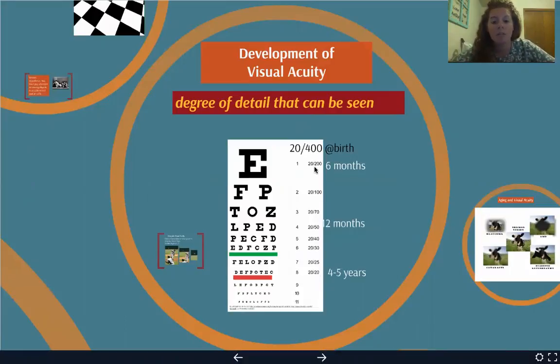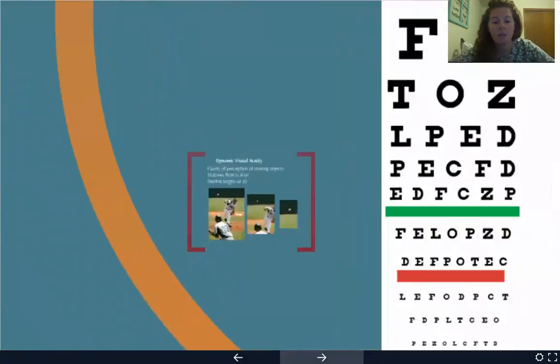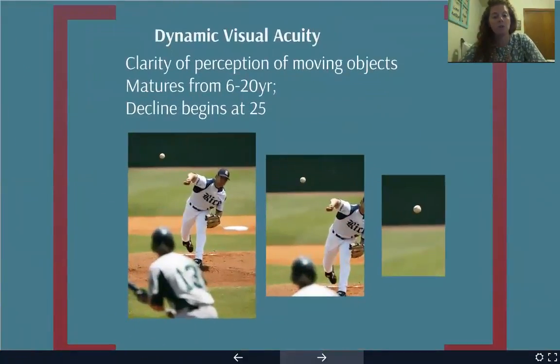And then by 6 months, they're at 20/100. Or at 12 months, they're somewhere between 20/50 and 20/70, and then by 4 to 5 years, they should be at 20/20. So they acquire what's considered healthy adult vision by 4 to 5 years old. Okay, so that's visual acuity in general.